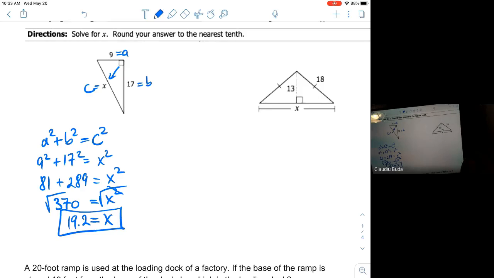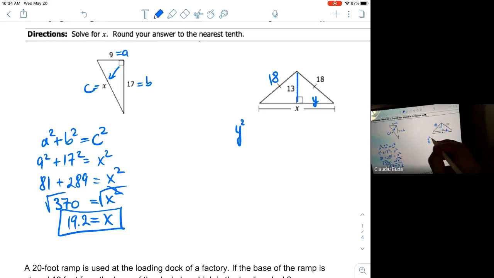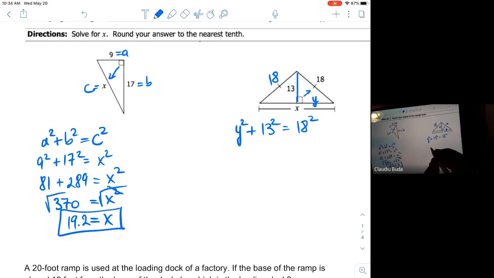Second triangle, we have a height inside of a triangle, and we have an isosceles triangle. These two are congruent, so this one is also 18, and the height is 13, the one in the middle right here. We can name this one y, and we can pick either one of the triangles because they're congruent. Y squared plus 13 squared equals 18 squared. 18 is the hypotenuse.